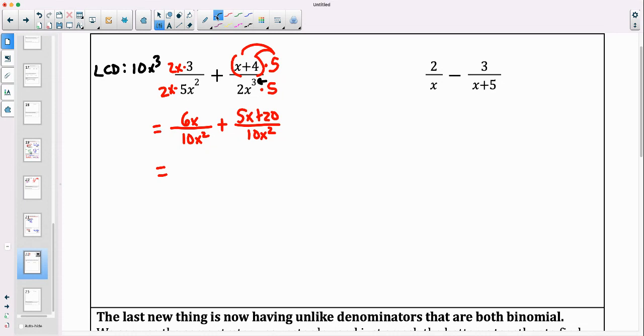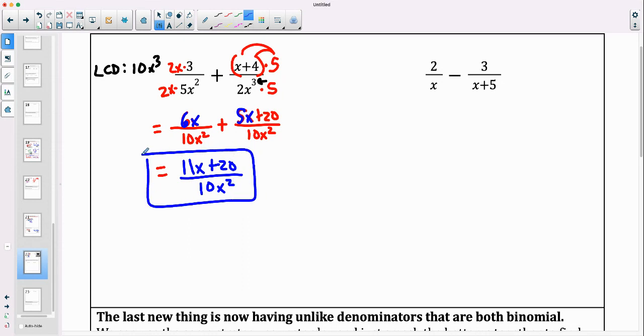So what we have here are some like terms. The 6x can combine with the 5x and make 11x. Then there was a positive 20 on the top that doesn't combine with anything, and a 10x squared that doesn't change on the bottom when you add fractions. Since 11x and 20 don't have a common factor, that is our final step for that problem.